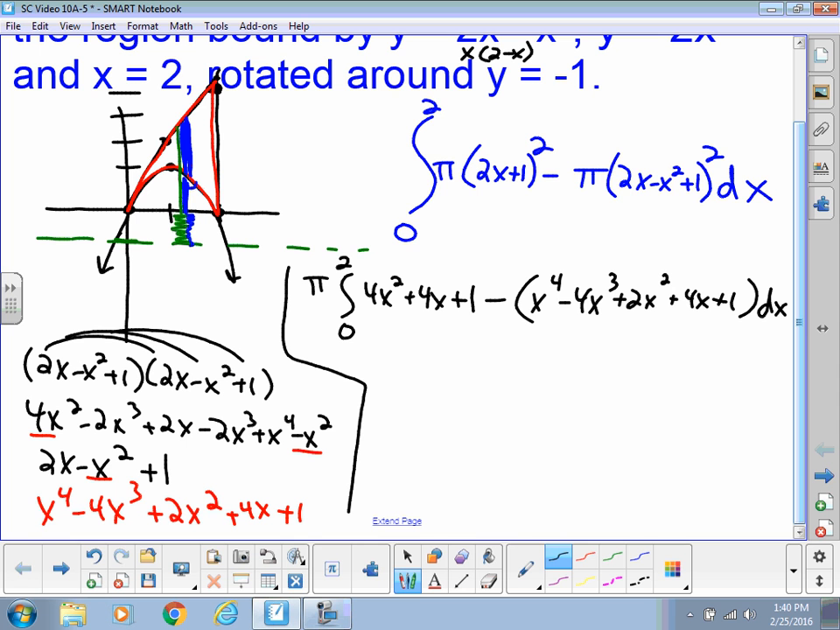And we'll distribute our negative and combine like terms. So we'll have pi again. We're going from 0 to 2. We're going to end up with a negative x to the fourth. We'll end up with a positive 4x cubed. We're going to have 4x squared minus 2x squared, so that'll give us just plus 2x squared. We'll have 4x minus 4x, so that'll be gone. 1 minus 1, that'll be gone. And then our dx.